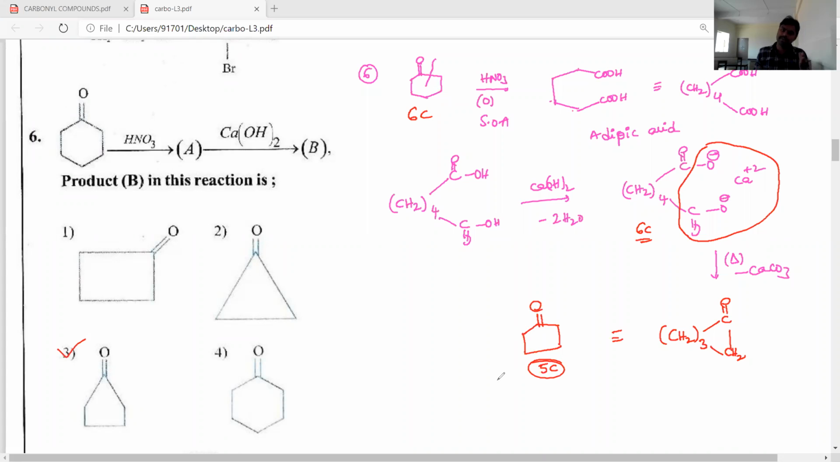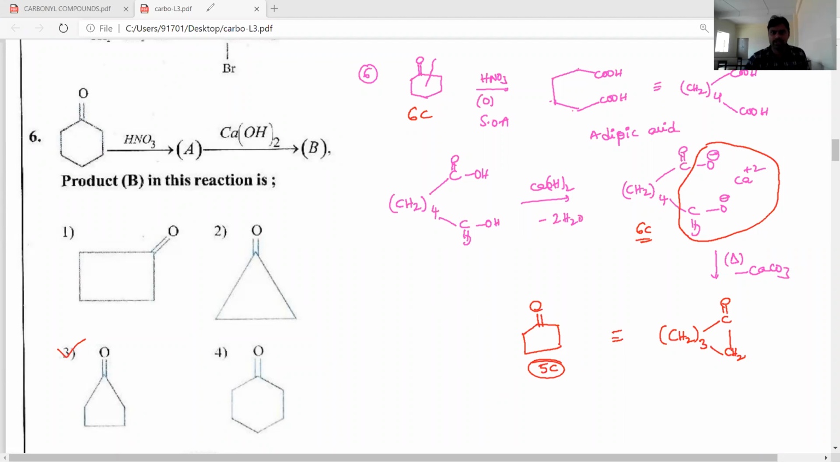How is it possible? It is first treated with a strong oxidizing agent, then treated with calcium hydroxide on heating. Then the 6-carbon cyclic ketone is converted into a 5-carbon cyclic ketone. So one carbon will be decreased. How will that carbon be decreased, dear students? It is eliminated in the form of calcium carbonate, CaCO3.